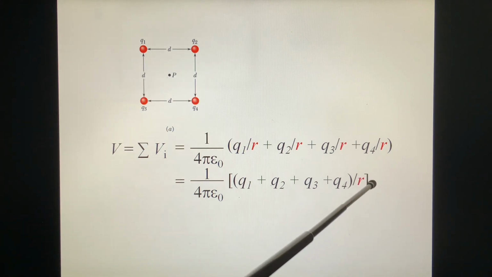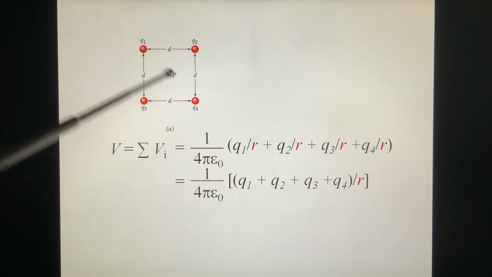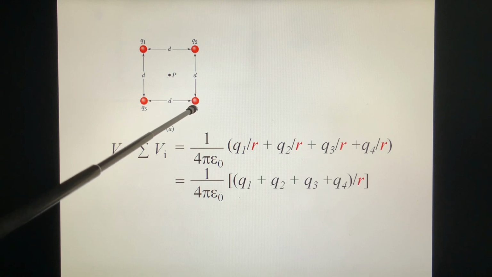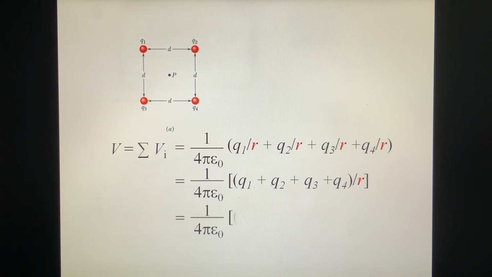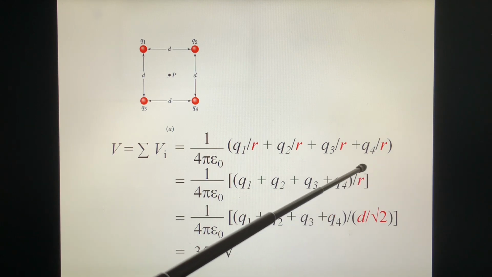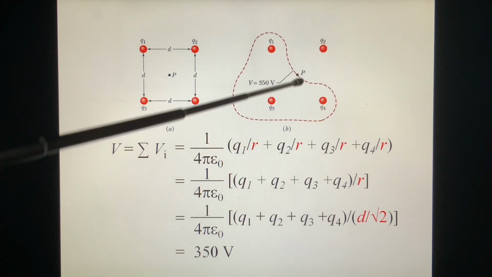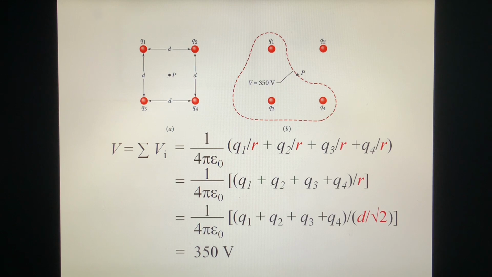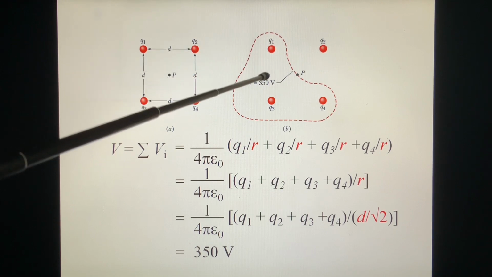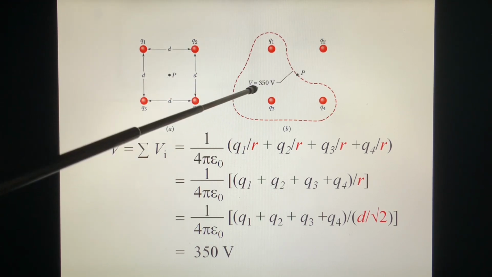What is this R equal to? This R equals half of this diagonal, which is square root 2 D, so R is D over square root 2. We put this number inside and get the answer, 350 volts. Look, this V is different: this V is electric potential, and this is volt, a unit. In this case, we can find the equipotential surface where V equals 350, and this point is on it.